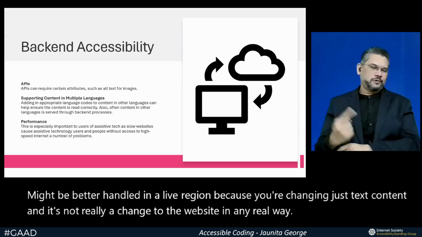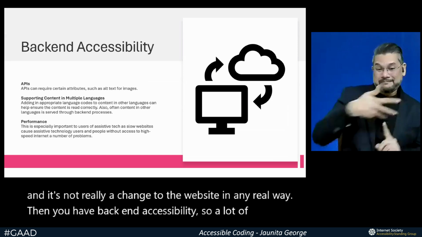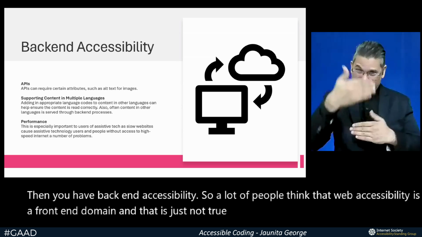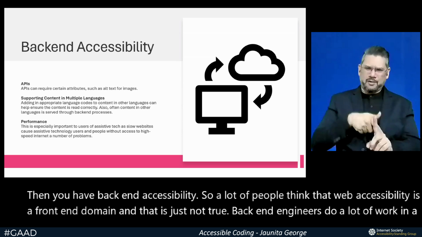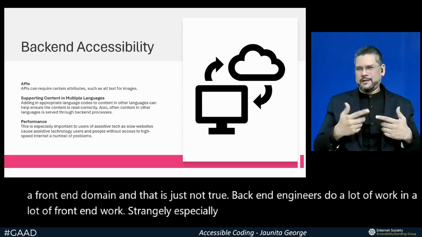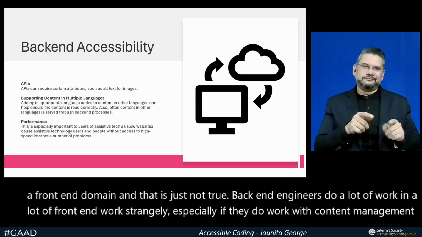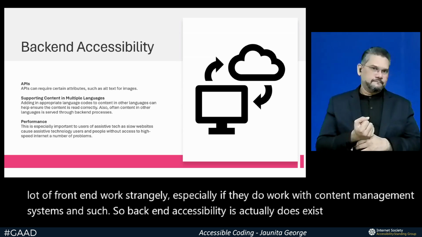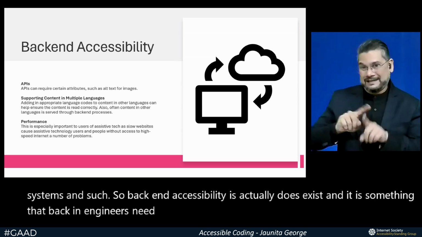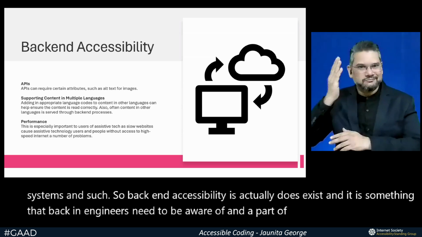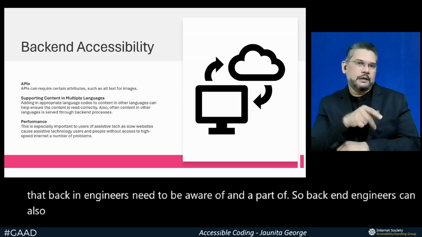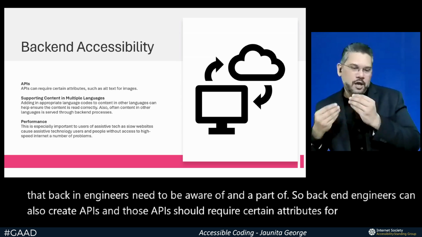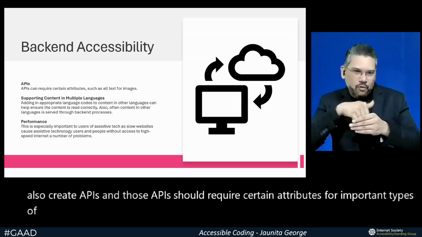Then you have backend accessibility. So a lot of people think that web accessibility is a front-end domain, and that is just not true. Backend engineers do a lot of work, and a lot of front-end work, strangely, especially if they work with content management systems and such. So backend accessibility does exist, and it is something that backend engineers need to be aware of and a part of. Backend engineers can also create APIs, and those APIs should require certain attributes for important types of content, such as images.